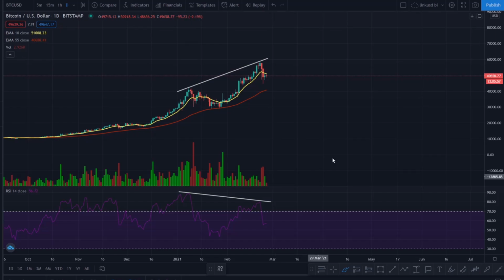But again, we've not got a crystal ball. We don't know conclusively what's going to happen. It's not financial advice. It's just something to look at, guys.